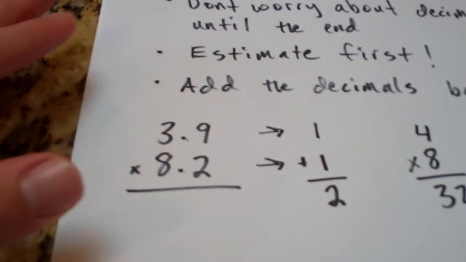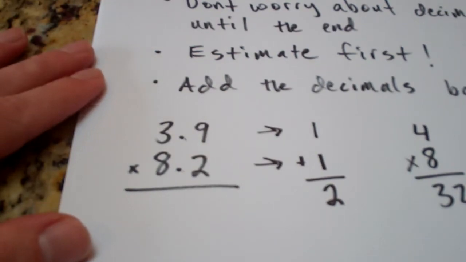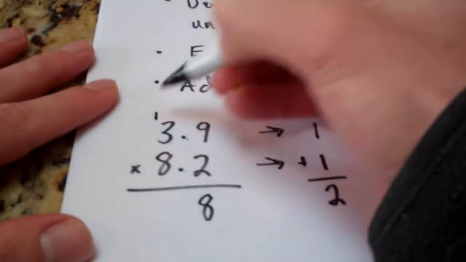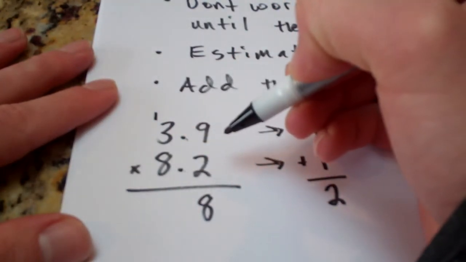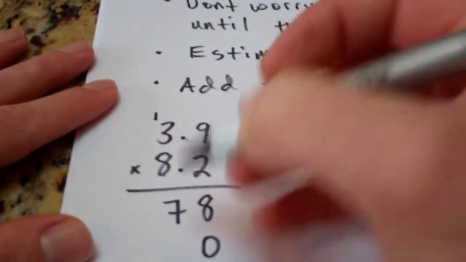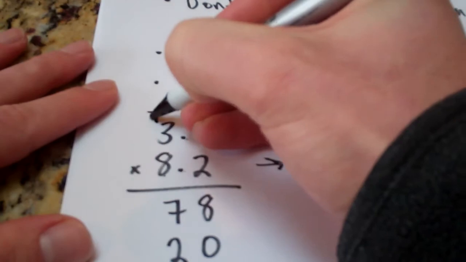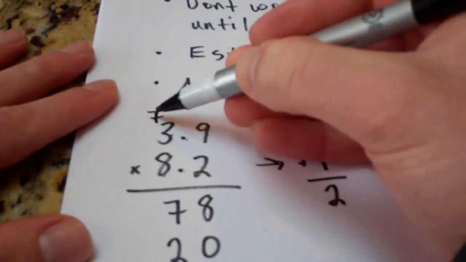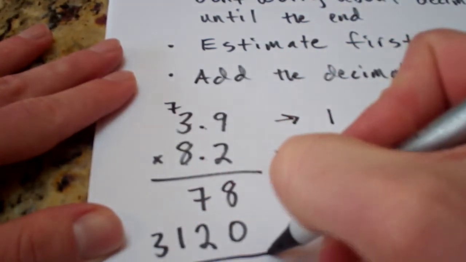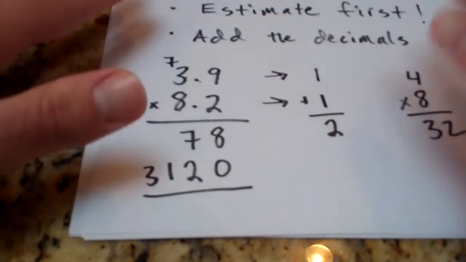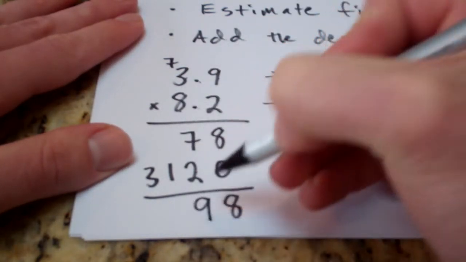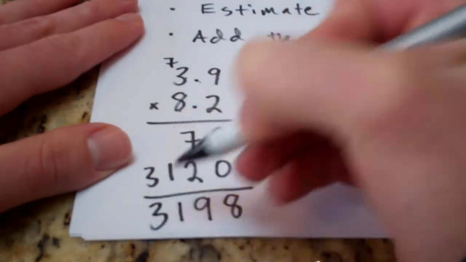So let's find the exact answer now that we have that estimation. 2 times 9 is 18, carry the 1. 2 times 3 is 6, plus 1 is 7, carry 0. 8 times 9 is 72. 8 times 3 is 24, plus 7 is 31. And I'll get 8 plus 0 is 8. 7 plus 2 is 9, 1, and 3.